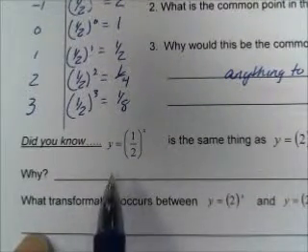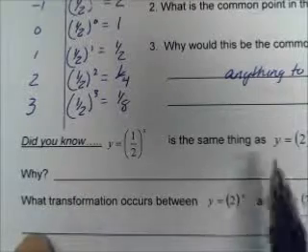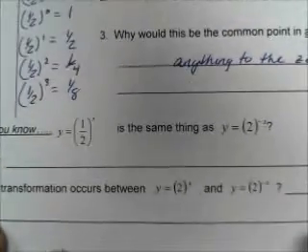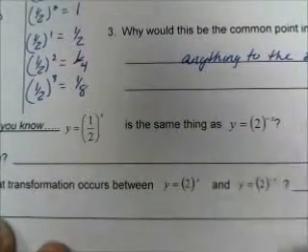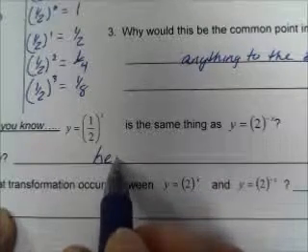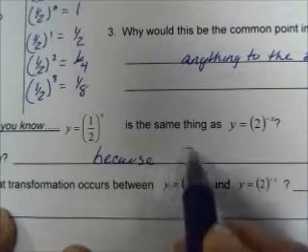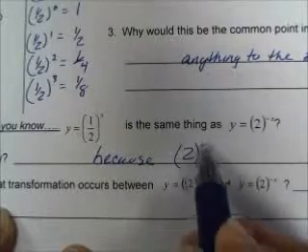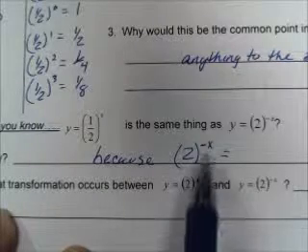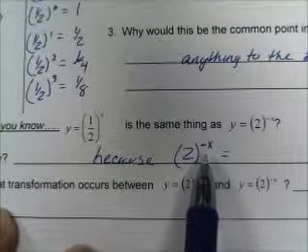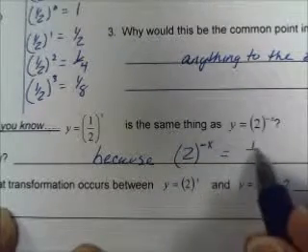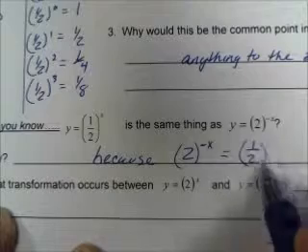Did you know that y equals 1/2 to the x is the same as y equals 2 to the negative x? Why is that? Well, if we take 2 to the negative x, and we take care of the negative exponent and write it using a positive exponent, we would write it as 1/2 to the positive x.